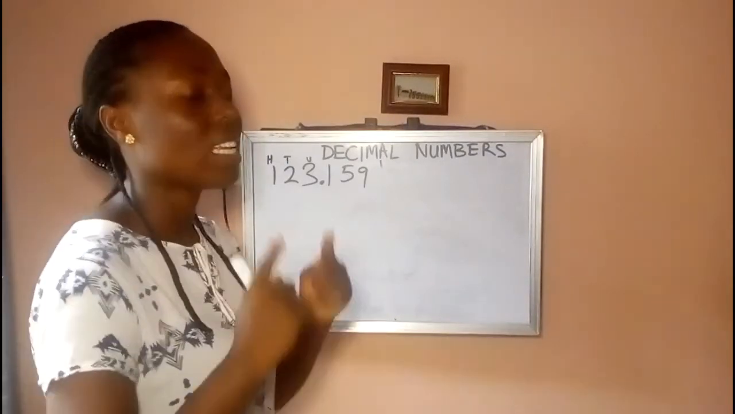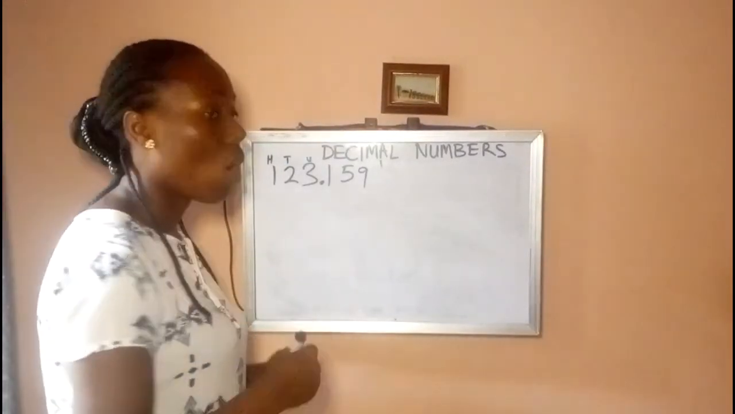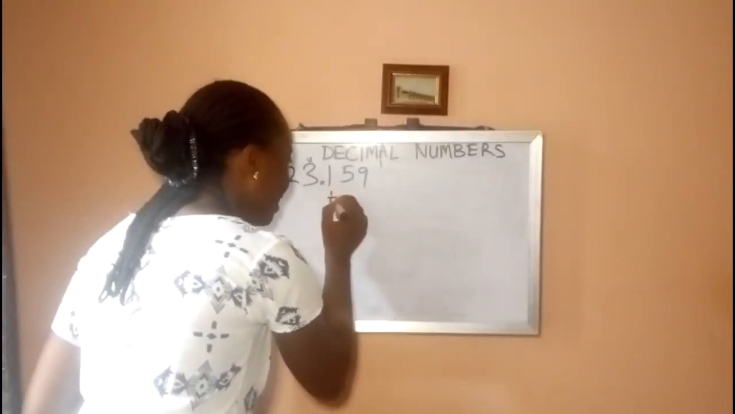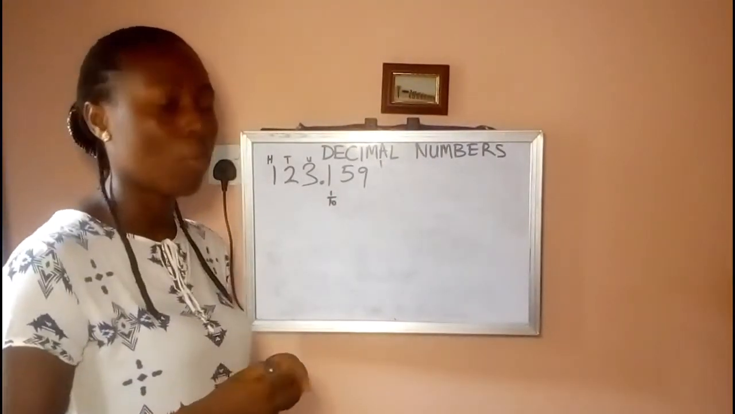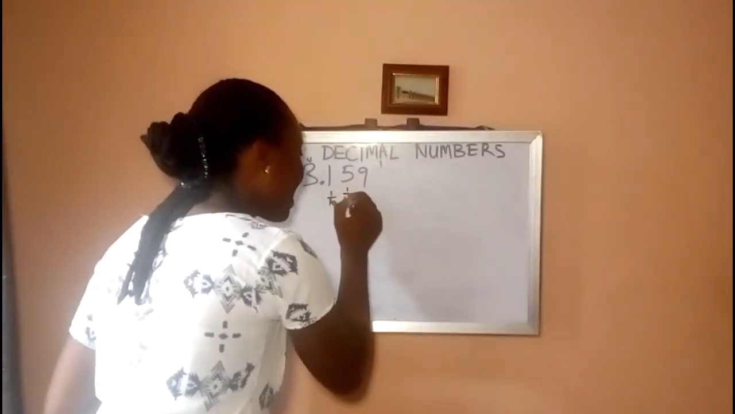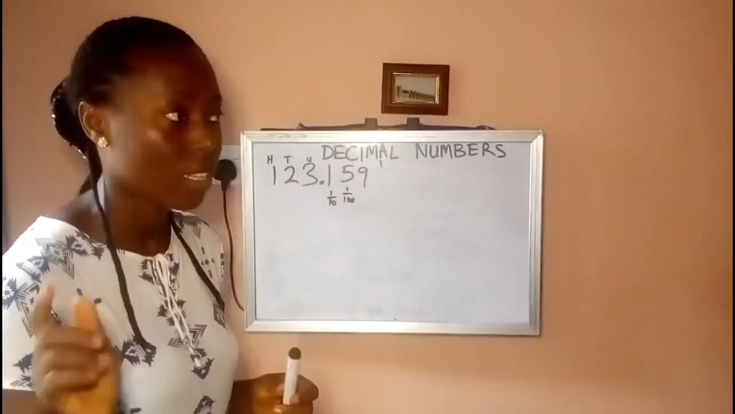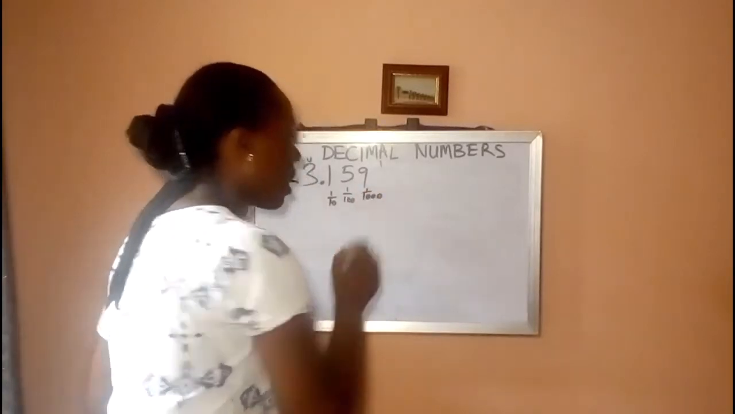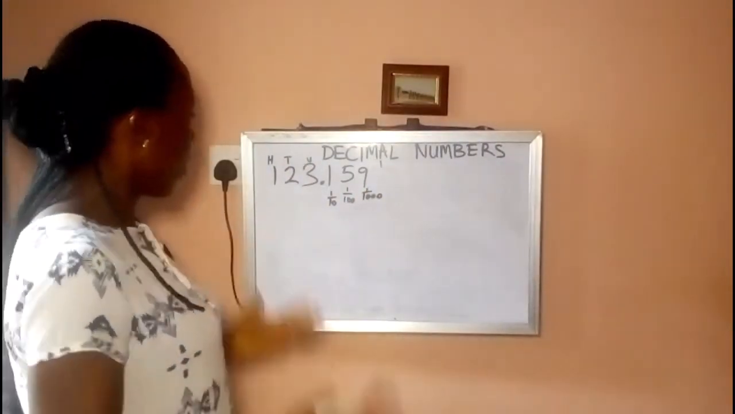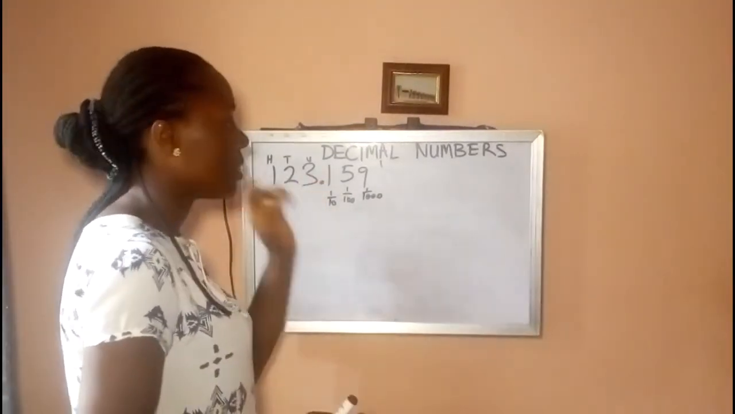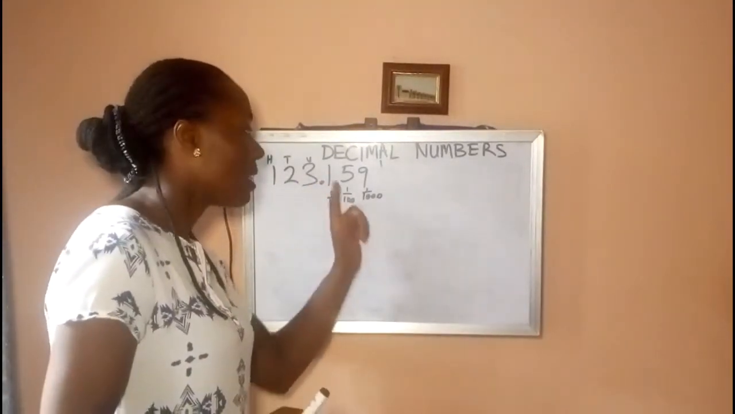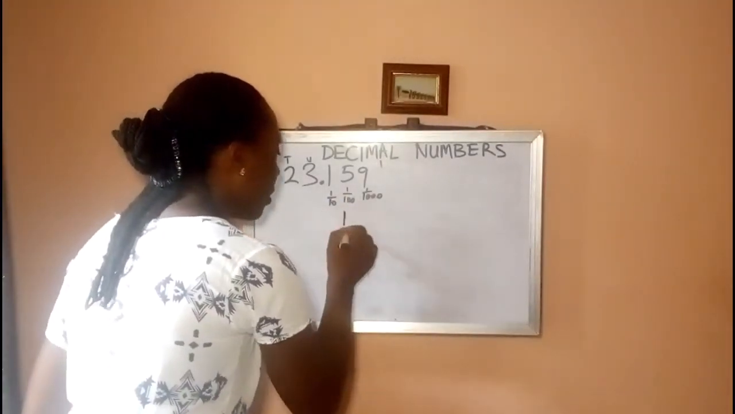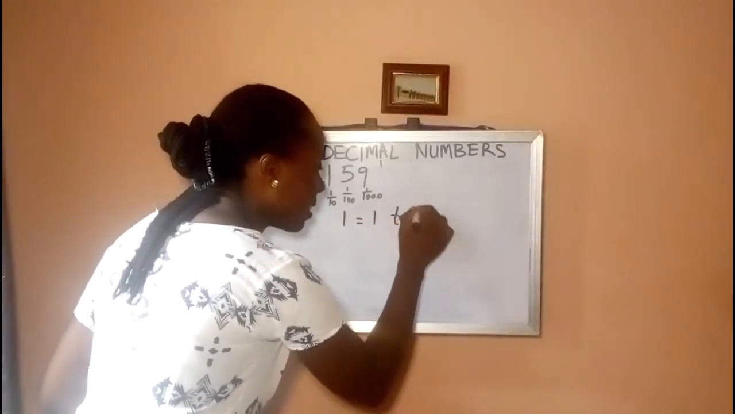The digit immediately after the decimal point is called the tenth. The next one we call the hundredth, with the THS. The next one is the thousandth place. So if a question says give me the place value of the digits after the decimal point, this is how it will go. For 1, you have 1 tenth.